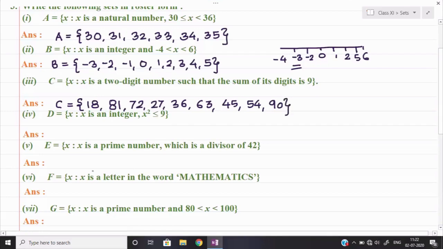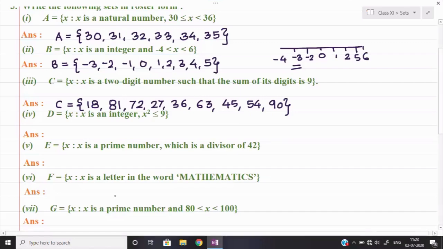Similarly, let us see part D. In part D, they are saying x is an integer and the value of x squared is less than or equal to 9. An integer can be positive or negative, meaning 0, 1, 2, 3, 4, 5, and so on, and minus 1, minus 2, minus 3, minus 4, going up to infinity. They all are integers. Now we have to pick those integers whose square is either less than 9 or equal to 9.